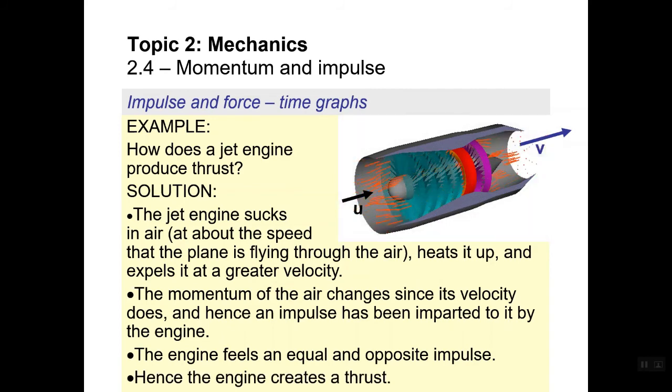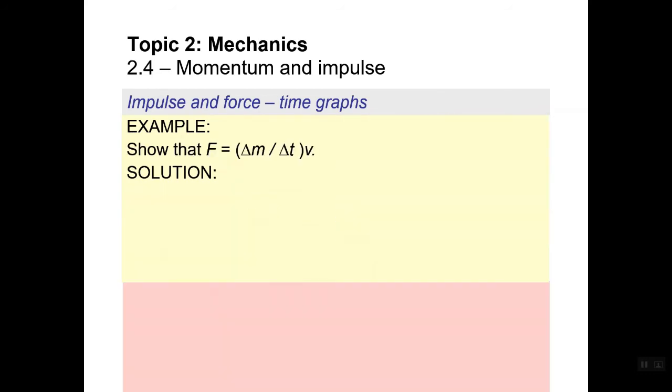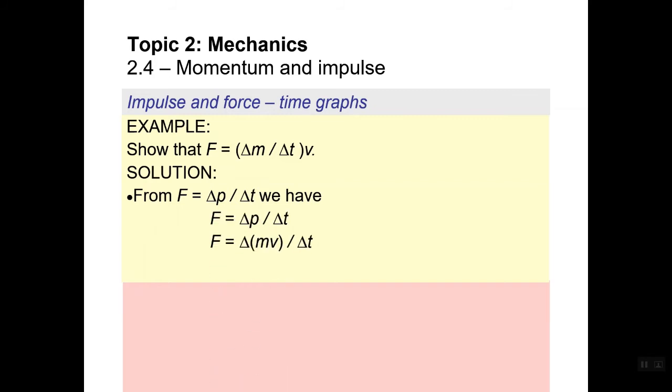Therefore, the engine creates a thrust. So example shows that F equals delta M over delta T times V. We know Newton's second law: the net force equals the rate of change of momentum. Momentum is mass times velocity. If the velocity is constant and we have a changing mass, then we have the following expression. So velocity is constant, and now we have a rate of change of mass.